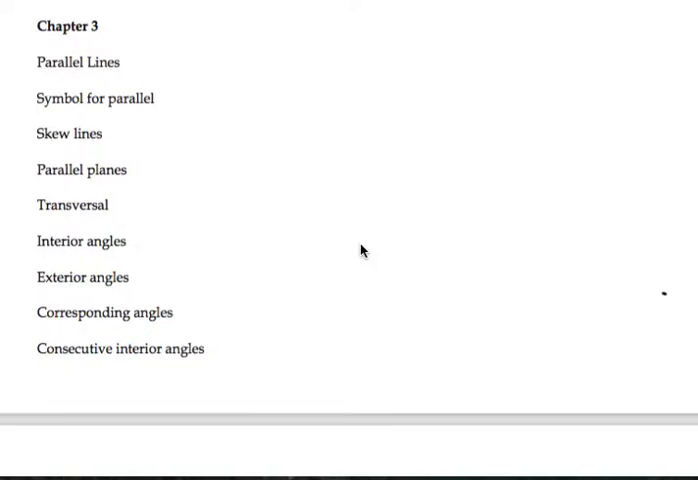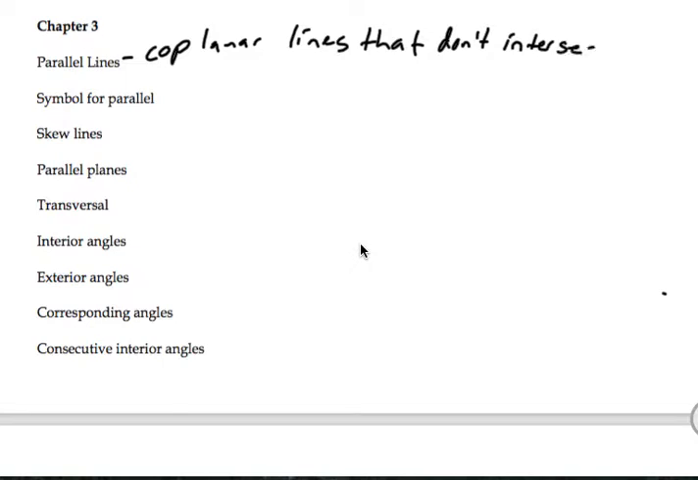Then we have chapter 3. So chapter 3, we got to start with parallel lines. Coplanar lines that don't intersect. So remember, they have to be on the same plane. But if they're on the same plane, then they are parallel.